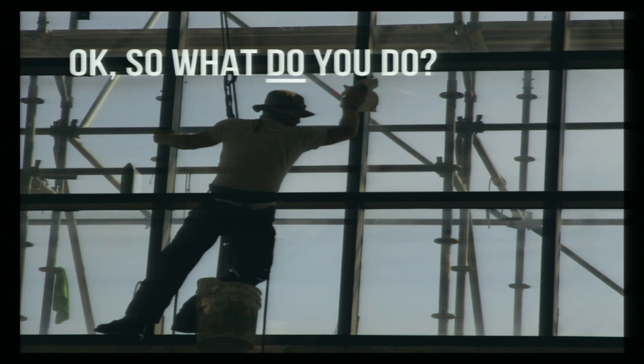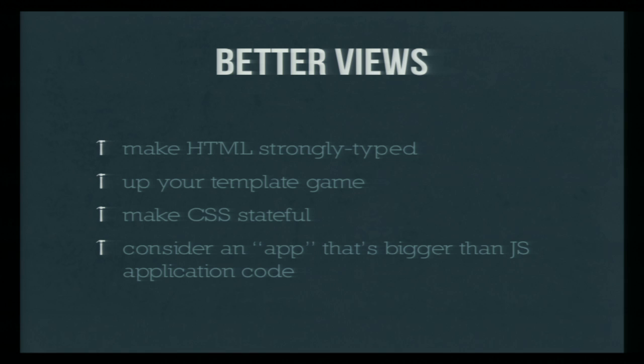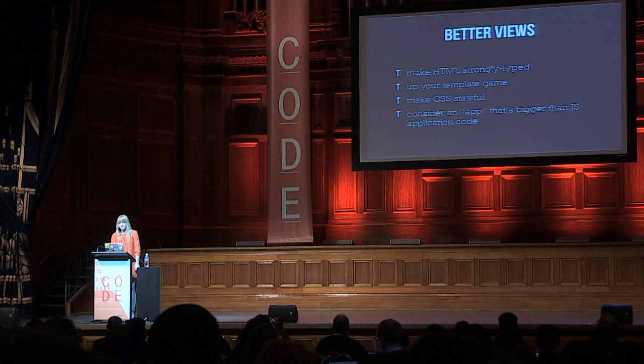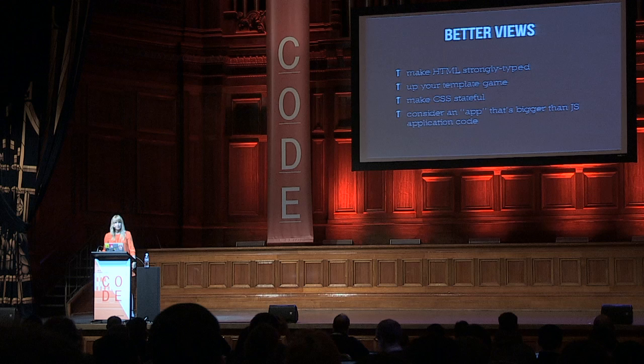Let's talk about what we can do to make this more awesome. Creating better views, I think you can break it down into a couple of categories. You want to, again, treat your HTML as though it's not merely semantic, but it's strongly typed data. If you can get on board with that, I think this becomes a lot easier. You obviously want to be writing good templates, and you want to really think about how you're writing your templates and how you're using them.